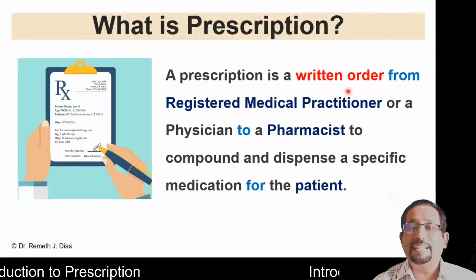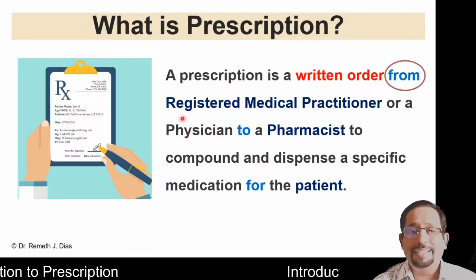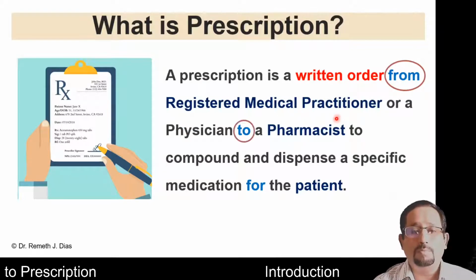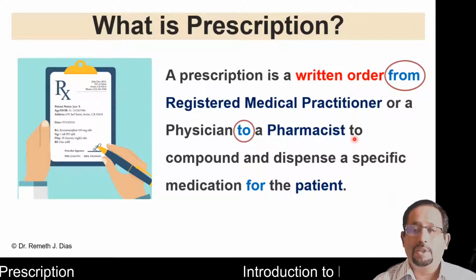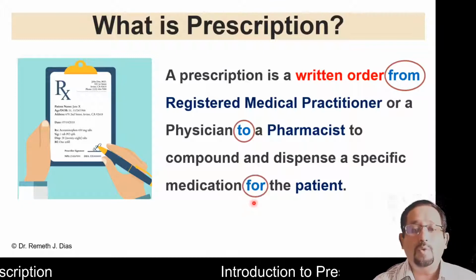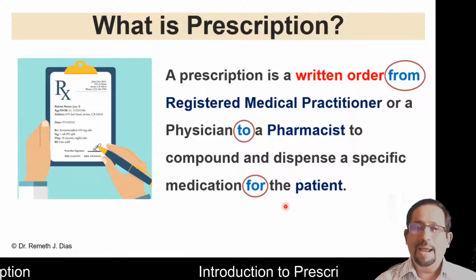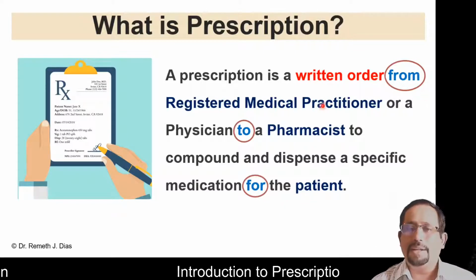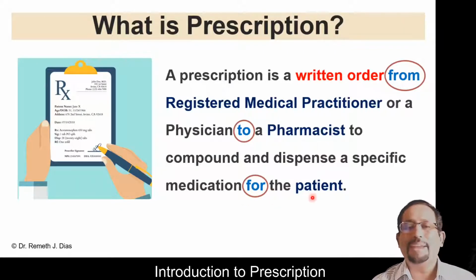Prescription is a written order from whom? From registered medical practitioner. To whom? To a pharmacist. To compound and dispense a medication. For whom? For the patient. So dear students, a prescription is a written order from registered medical practitioner to a pharmacist for the patient.